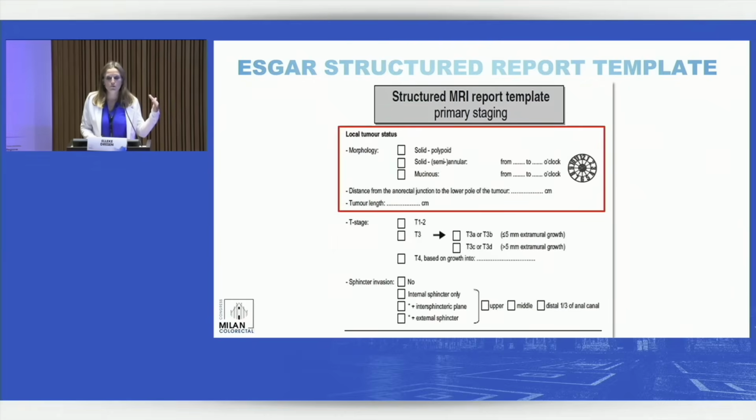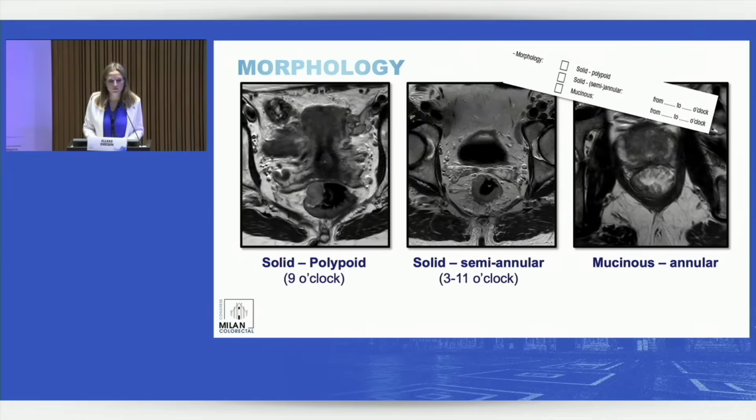So we will go through the report template and look at all the features that we can see in rectal cancer on the MRI. So at first, the morphology. It can be a solid polypoid tumor, like this example on the left, with the stalk at 9 o'clock, a solid, more semi-annular tumor, or a mucinous tumor, and that typically contains very high signal on the MRI, and it's really important because, of course, these patients have a poor prognosis.